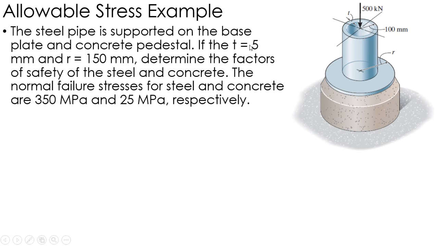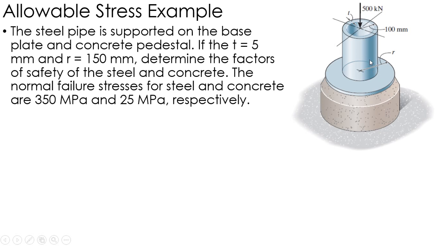You can see that t is 5 millimeters, and r of the base plate is 150 millimeters. I want to determine the factor of safety for both the steel base plate as well as the concrete. I know that the failure stresses for the steel and concrete are 350 and 25 megapascals, and this is going to be a bearing situation, because I have that column.